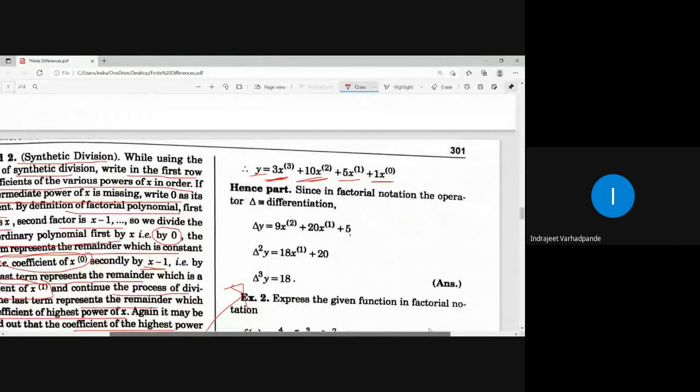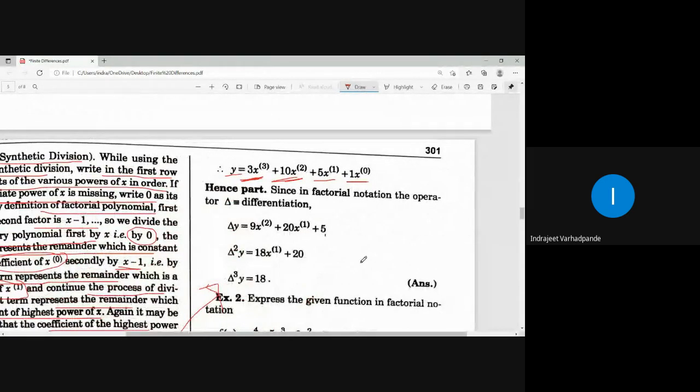Now what is left at last? To obtain the delta cube. As I said, delta is analogous to the derivative. How many times do we have to differentiate? 3 times. So delta operated on y will give you the derivative. The derivative of x to the power 3 factorial is 3 into x to the power 2 factorial. 3 3s are 9 into x to the power 2 factorial. 10 2s are 20 into x to the power 1 factorial. 1 is a constant, so its derivative is 0. 5 into x to the power 1 factorial: x to the power 1 factorial is x, so the derivative of 5x is 5.